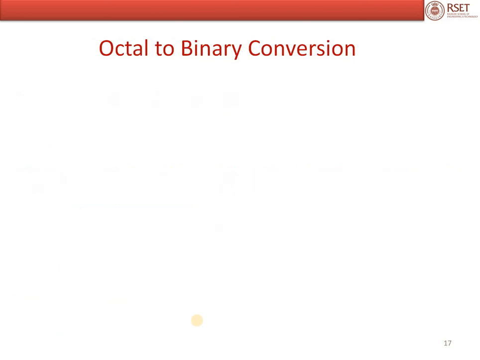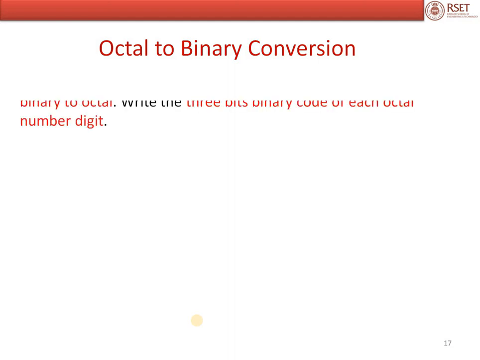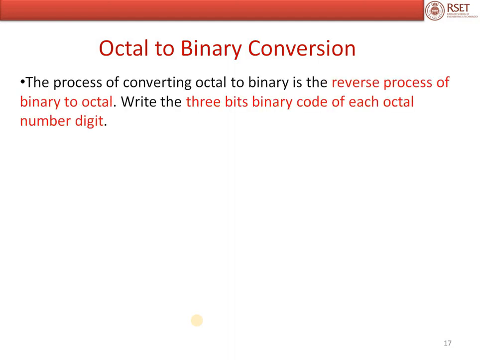The next conversion is octal to binary conversion. The process of converting octal to binary is the reverse process of binary to octal, and we write the 3-bit binary code of each octal number digit. Example.